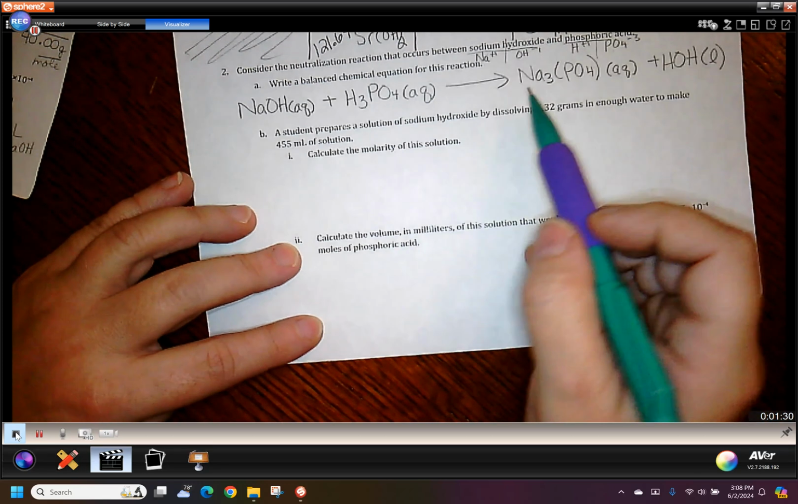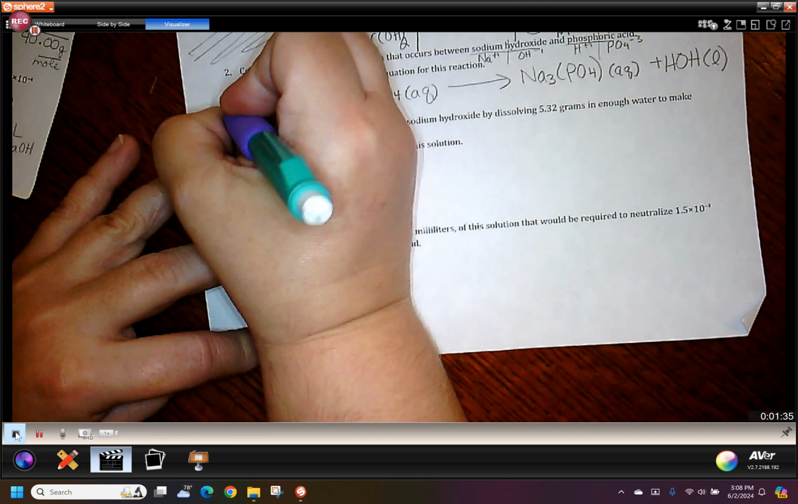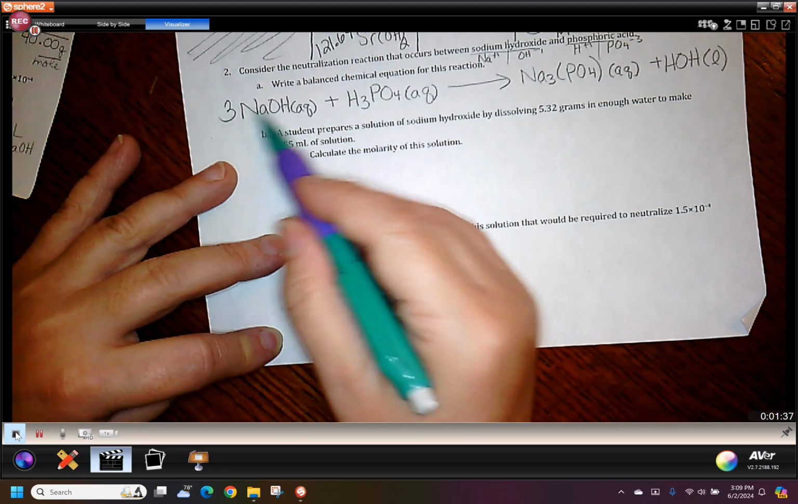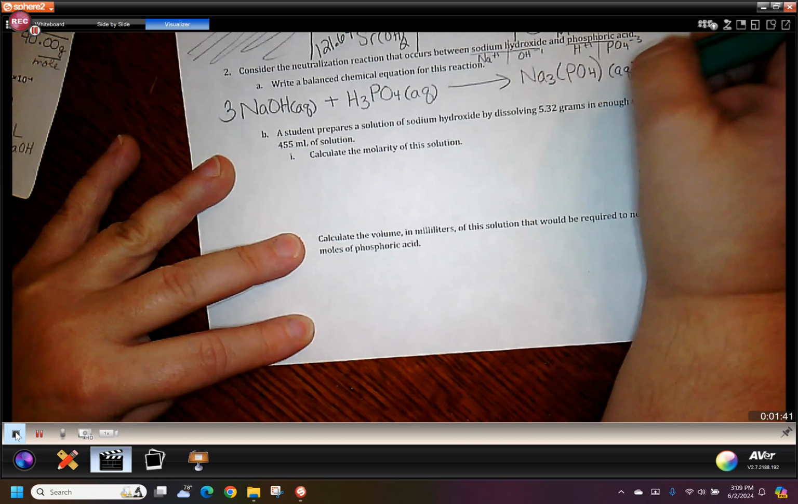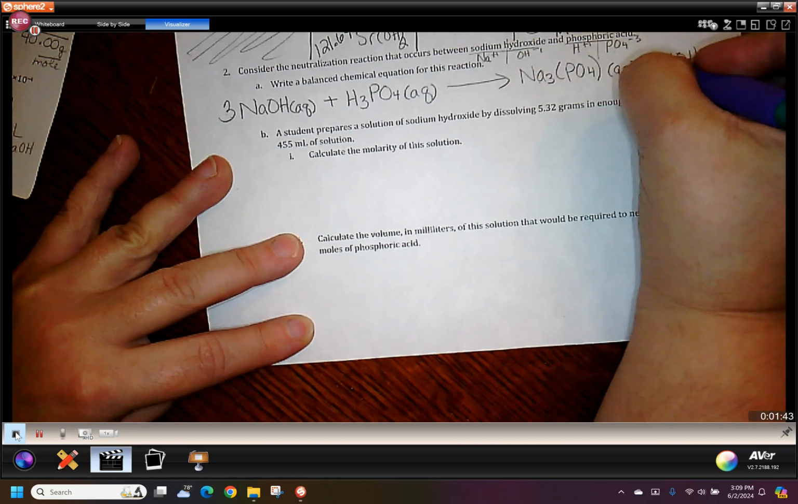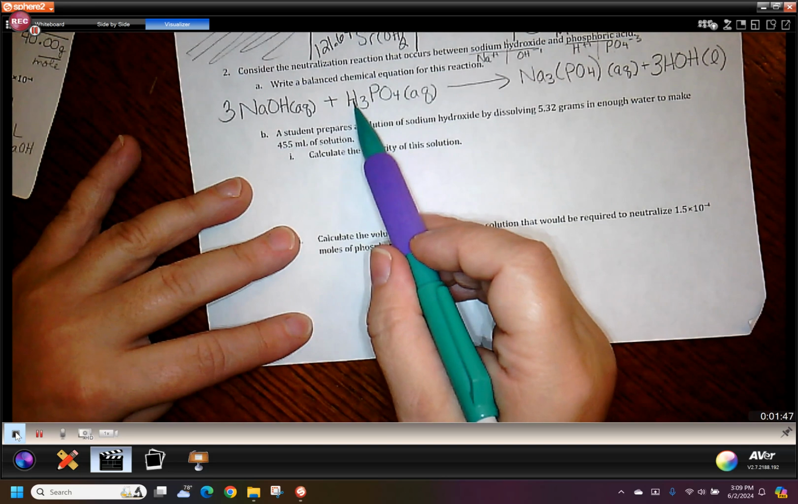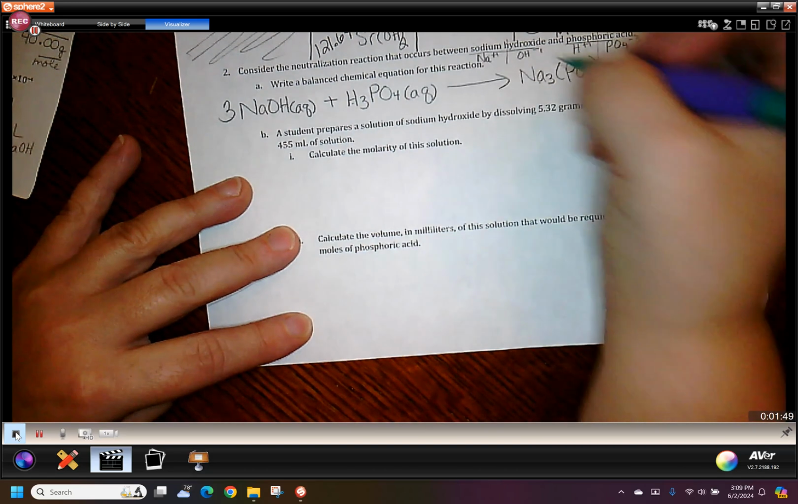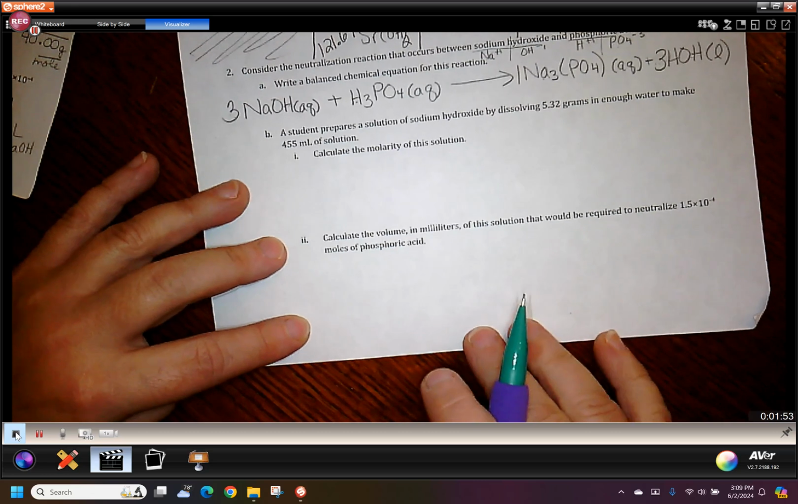Okay. So here I have 3 sodiums. Here I have 1 sodium, so I'm going to put a 3. Here I have 3 OHs. Here I only have 1 OH, so I need 3 OHs. I have 3 hydrogens here and 3 hydrogens here, so we're balanced. So just a double replacement reaction.